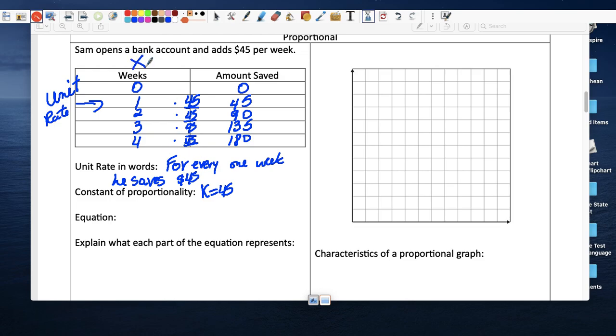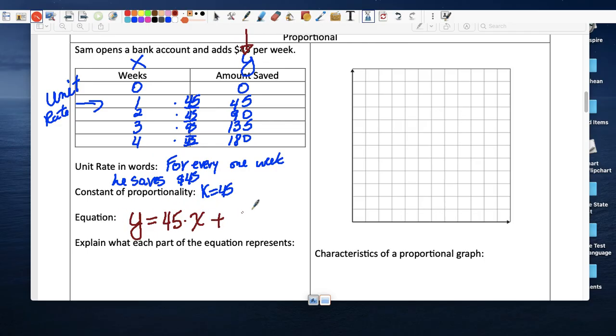So this is my X column, this is my Y. How do you find Y? What do you have to do to find this column right here, the amount he saves? Well, to find the amount he saves, which is represented by Y, what are we doing over and over again? We're going to take 45 and multiply by the number of weeks. You want to know how much money he has after 10 weeks? 45 times 10. After 32 weeks? Multiply by 45. So it's 45 times whatever number of weeks, which we call X. So there is your equation.